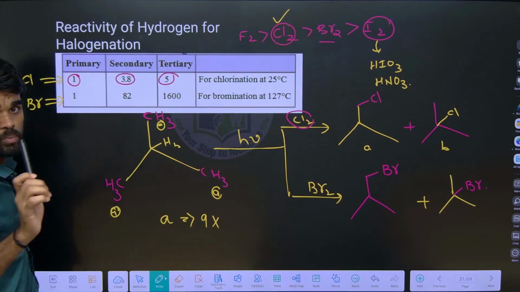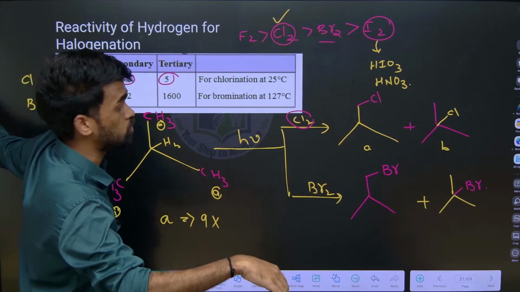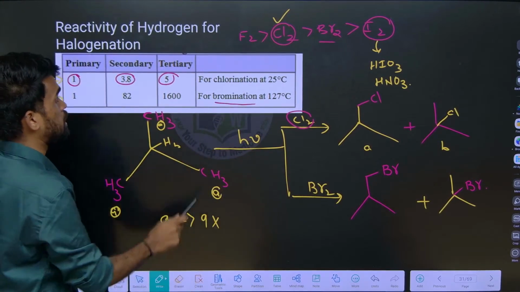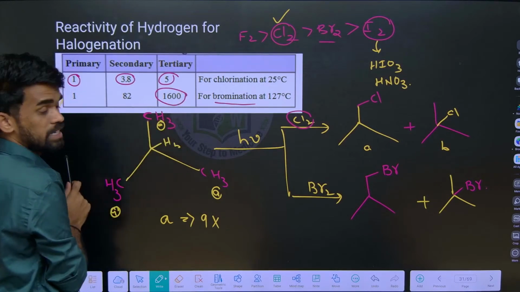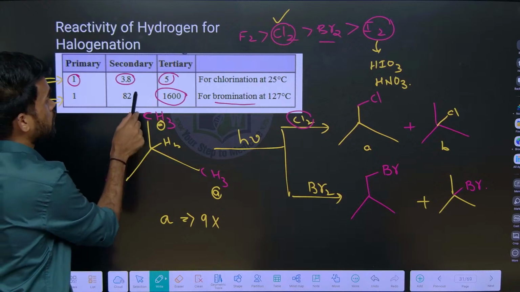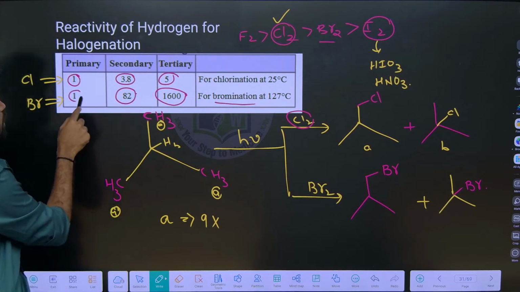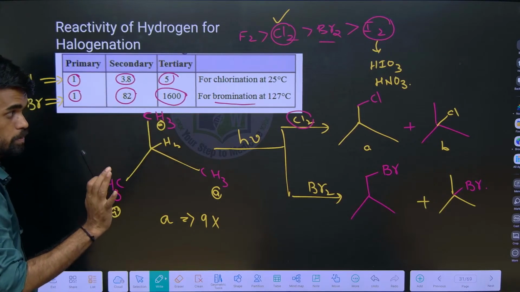Okay, so for bromination, I told you bromination is less reactive, more selective. It means bromination happens more selectively at tertiary. It means it will react 1600 times. Then a secondary carbon it will react 82 times, and for primary if it is 1, then it will be 1, and tertiary is 1600 times. I hope it is clear.